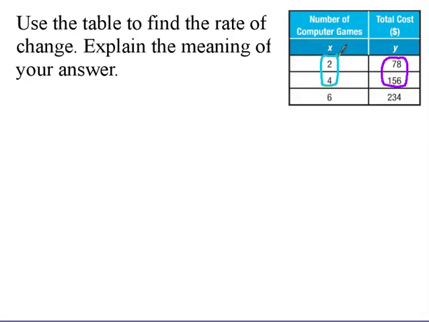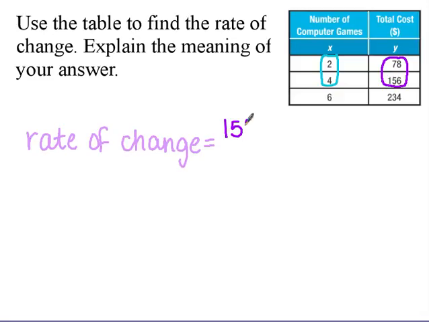And so according to the rate of change formula, the rate of change equals the change in y over the change in x, right? So the change in y will be 156 minus 78. So notice what I did. I took this one minus this one. And I'm going to divide that by this one minus this one. So in that case, I'm going to divide it by 4 minus 2. All I need to do now is calculate that.